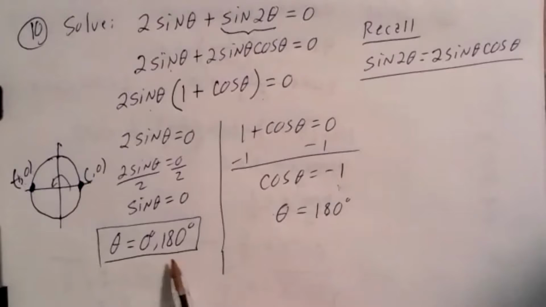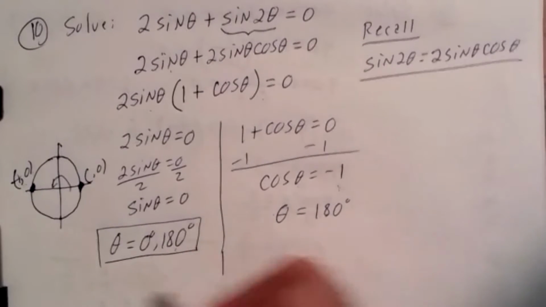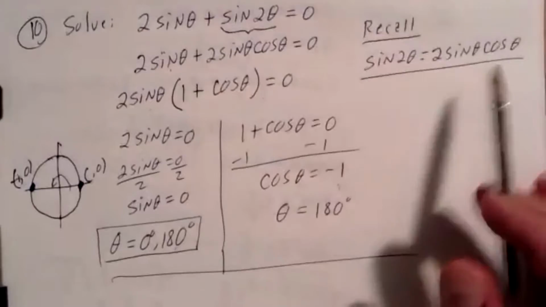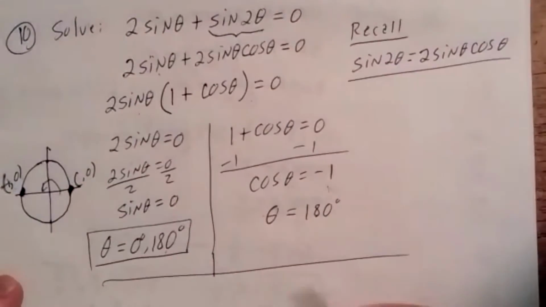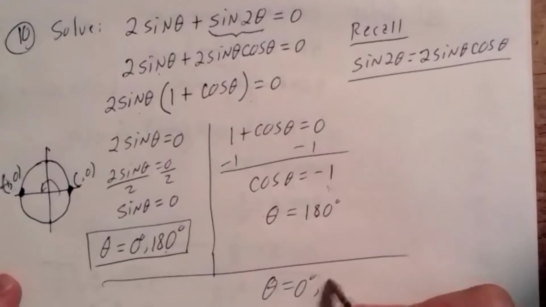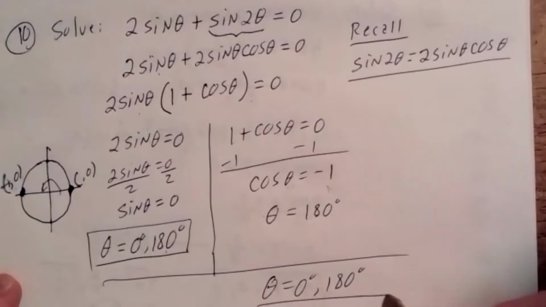But look, we already listed 180 degrees, so we don't have to list it twice. So your solutions to this trig equation would be 0 and 180 degrees. That's it. And we're done with that problem there.